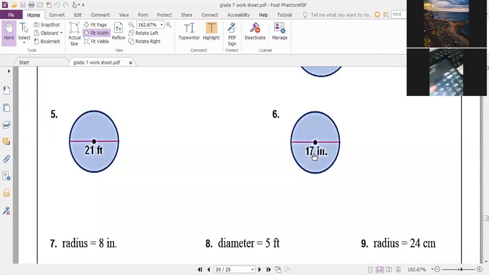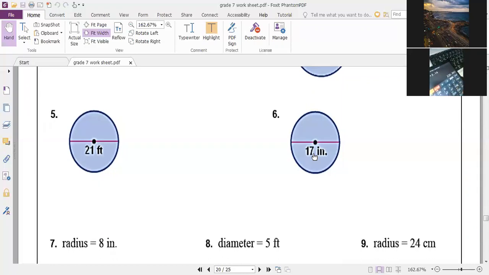I will divide this 17 over 2. 17 divided by 2 equals 8.5. After that, I need the area of the circle. The area of the circle is 8.5 squared times 3.14.